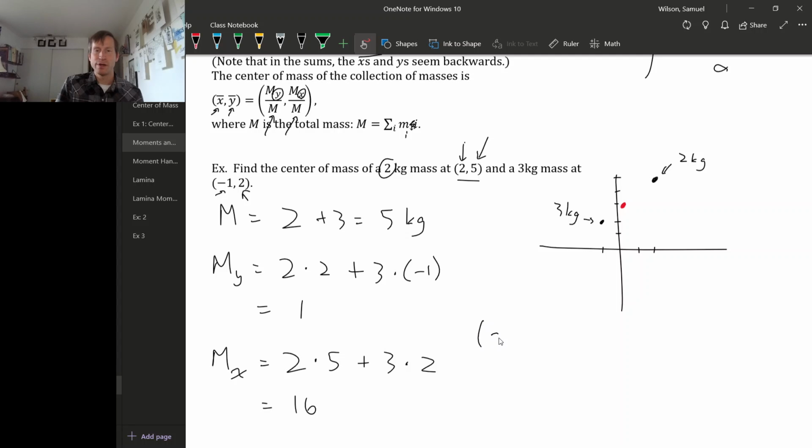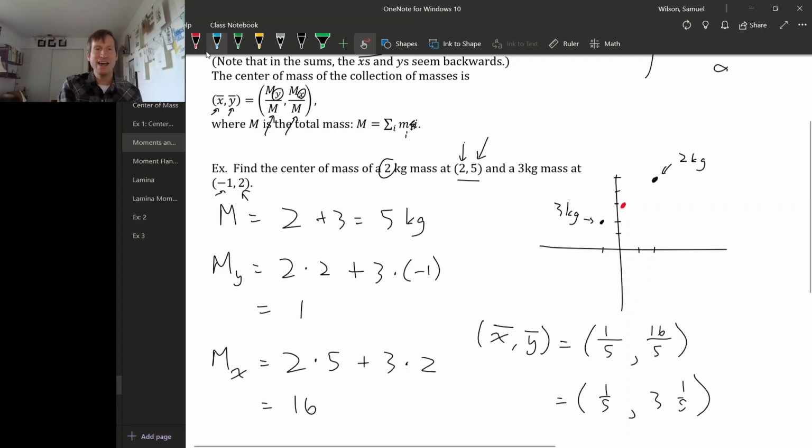And so for our center of mass, x bar, y bar, it's the moment about the y-axis, which is 1, divided by the mass, which is 5, and then the moment about the x-axis, which is 16, divided by the mass, which is 5. So 1/5, or 0.2, and then 16/5, that's going to be 3 1/5. And if we look at where that is on the coordinate plane here, in the x direction, it's just to the right of 0. And in the y direction, it's just over 3.